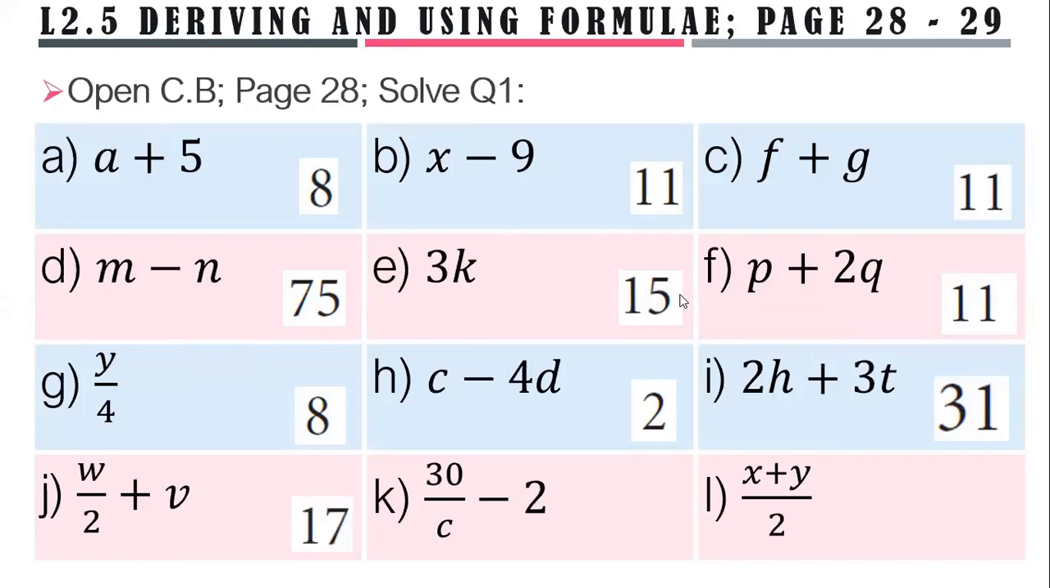Now, Ibrahim. 30 over C minus 2 when C equals 6. 30 divided by 6 equals 5. 5 minus 2, 3. Excellent job.